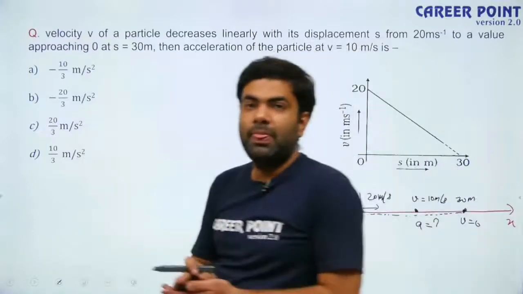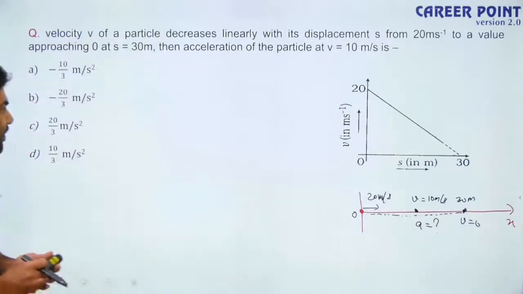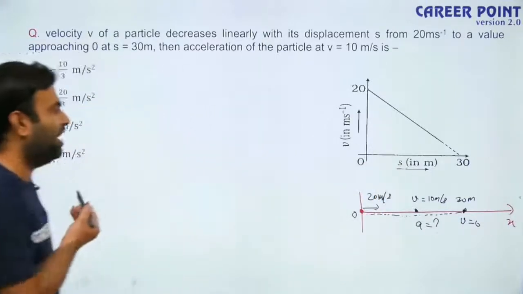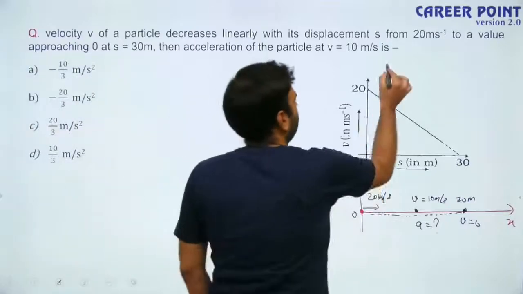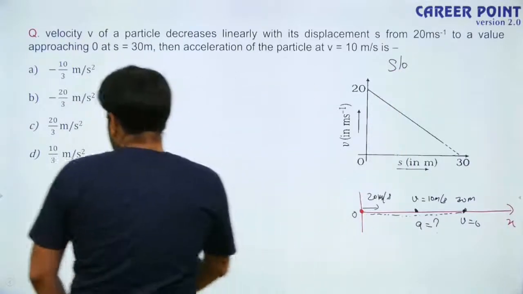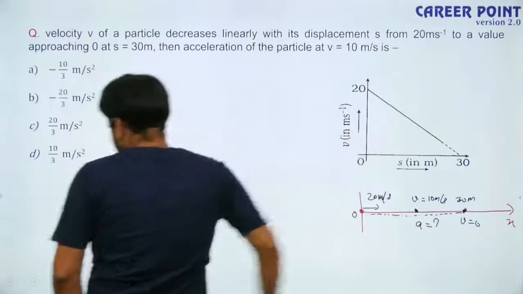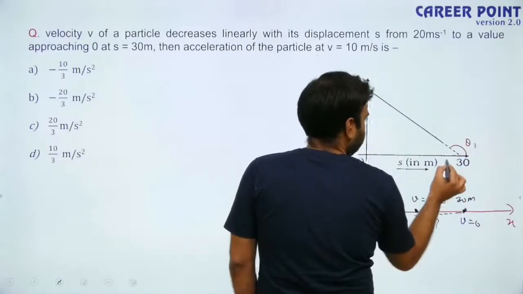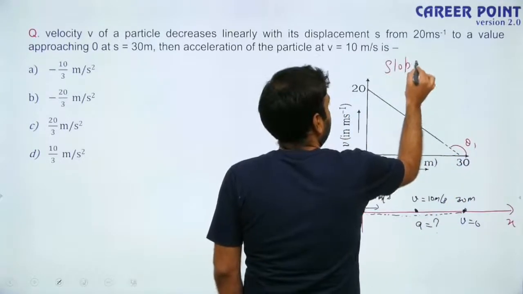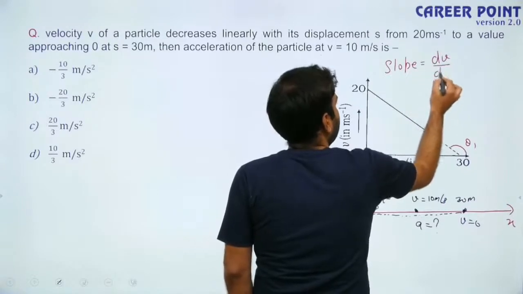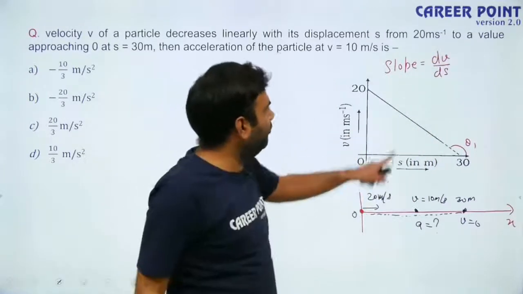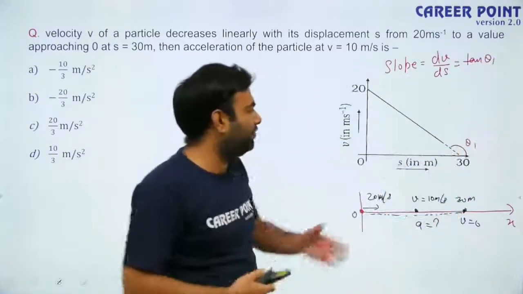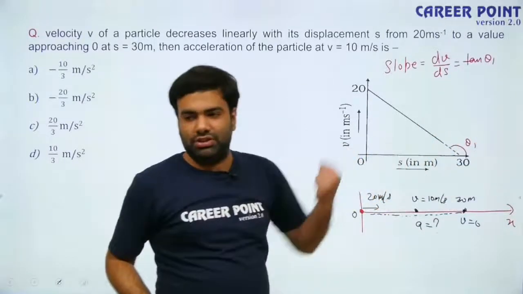Okay, now how to solve it? See, very simple. We have a velocity versus displacement graph. We can calculate its slope. Let me use another pen. Suppose this angle is theta 1, then the slope, which is known as dv by ds, for a v-s graph will be dv by ds, which is equal to tan theta 1, because the angle we have to take from the positive x-axis in anti-clockwise direction.